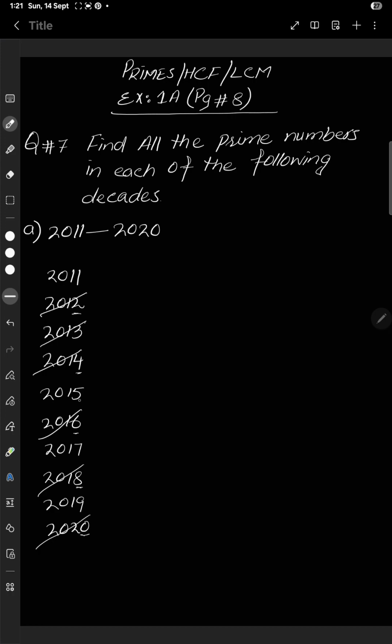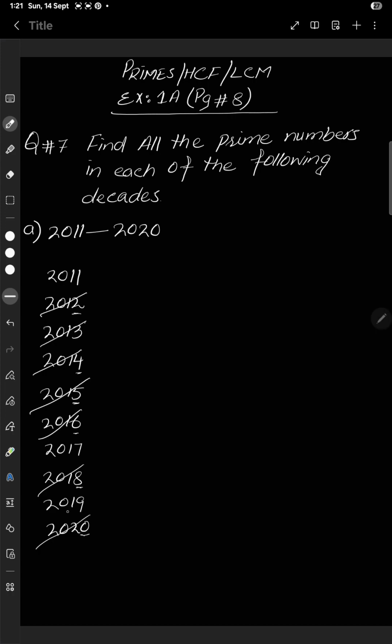And 2015, it has 5 as the last digit. Even without solving it, I know this number is divisible by 5, so it will not be a prime number as well. 2017, so let's take the sum of these digits. 2 plus 0 plus 1, 3, 3 plus 7, 10. 10 is not divisible by 3. This means 2017 will also not be divisible by 3.